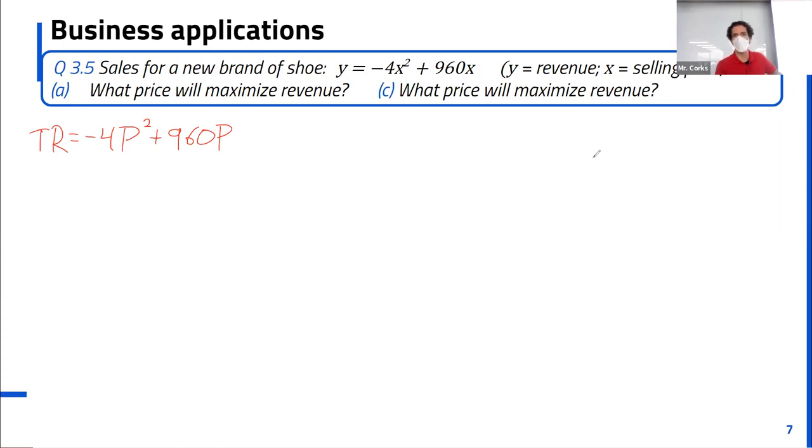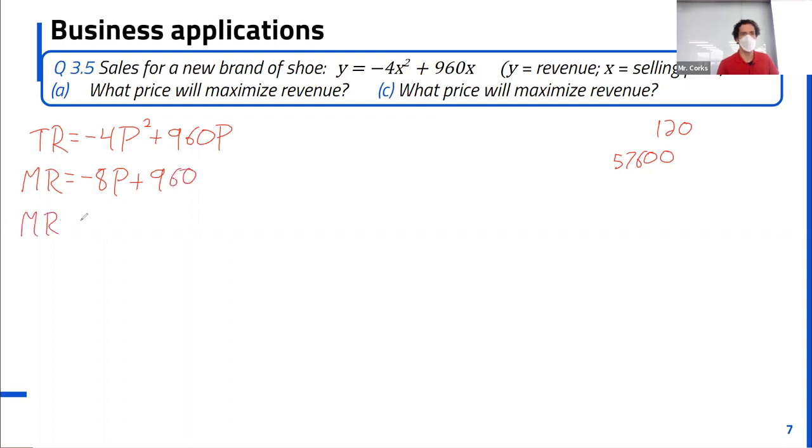What was the first part A here? What price will maximize revenue? What did you find? 120, okay. And what was the actual maximum revenue? 57,600, okay. All right, so marginal revenue here would be -8P plus 960.